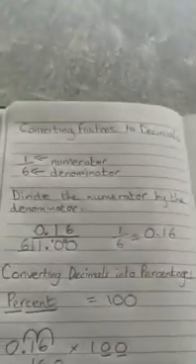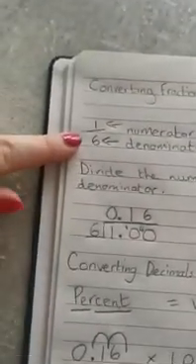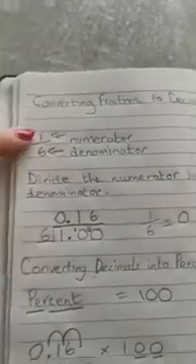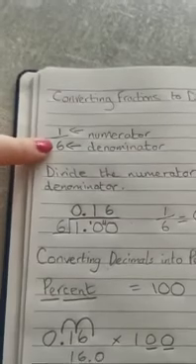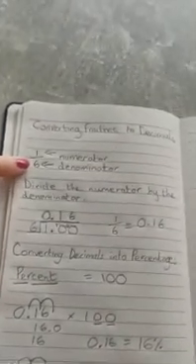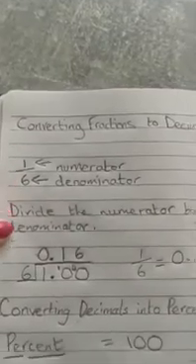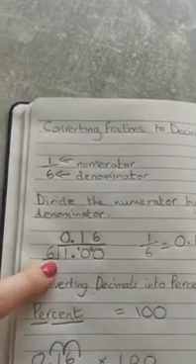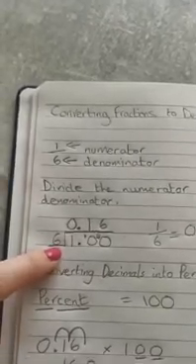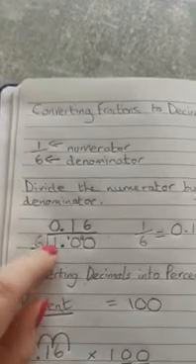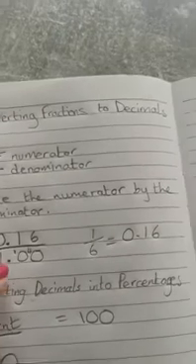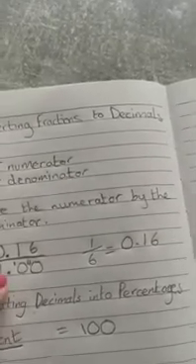So, converting fractions to decimals, I did the example with 1/6. Okay, so 1 over 6. So remember, the top number is the numerator, the bottom number is the denominator. The rule for converting fractions to decimals is that you divide the numerator by the denominator. This is how we write it out, like any other division sum. So you divide the numerator, which is 1, by the denominator, which is 6. But remember, we don't just write 1, you write 1.00, because that's the same as 1 anyway, okay?